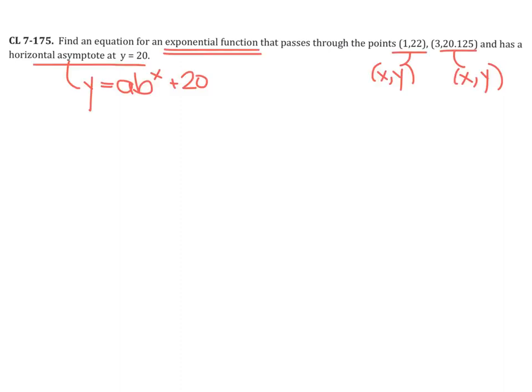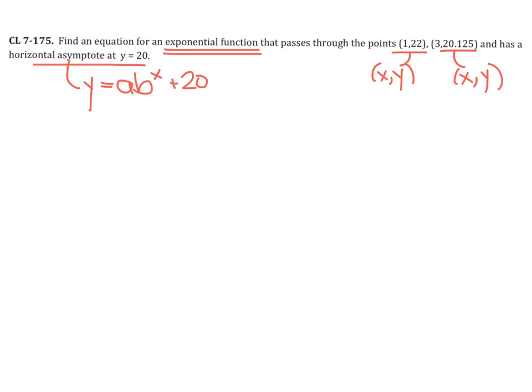So notice, here's those key pieces of information. Our 2 data points give us one xy value, another xy value. And this is really important because it has a horizontal asymptote at y equals 20, we know that we use the exponential equation y equals ab to the x, plus 20, because our whole exponential equation has been shifted up 20. The horizontal asymptote is 20 units above the x-axis.